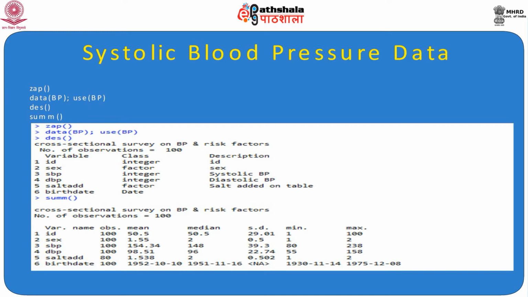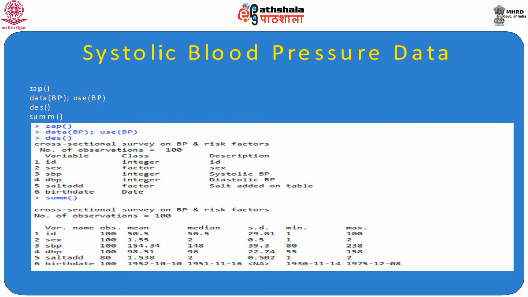So, the class of these variables: ID is integer, sex is a factor variable, male and female, systolic blood pressure SBP is given as integer, DBP is integer again, diastolic BP, and salt added or not is a factor, as a table. Now summary will show us the mean value, median value, standard deviation, and minimum and maximum values of these variables.